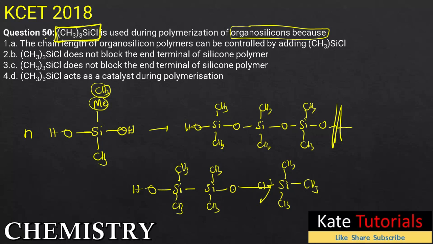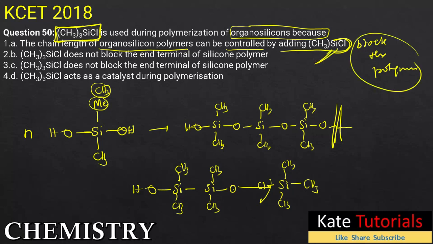So the answer is A. The 50th question is: the chain length of organosilicon polymerization can be controlled by adding CH3 thrice SiCl, because it stops or blocks the polymerization. So the answer for the 50th question is A.